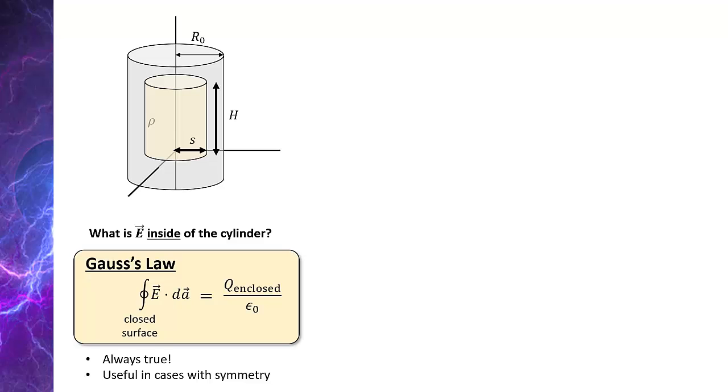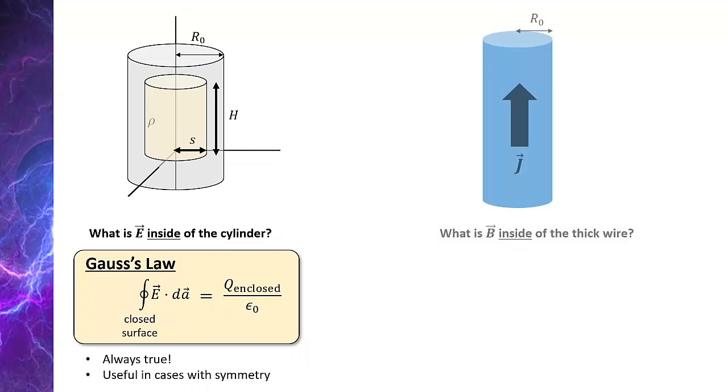For instance, if we had a cylinder that was filled with some uniform charge density rho, we could calculate the electric field inside the cylinder using Gauss's law relatively straightforwardly. And this was really quite nice. And we found that Gauss's law was always true, but it's not always useful. In particular, it's only useful in cases that have high degrees of symmetry. So is there something similar for magnetic fields? And yes, there absolutely is.